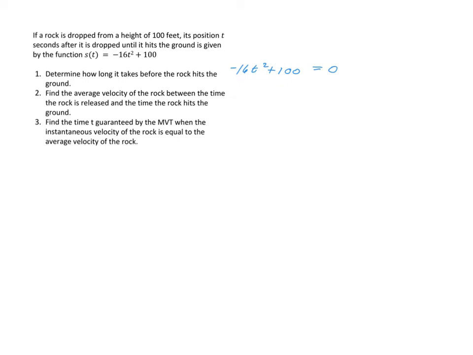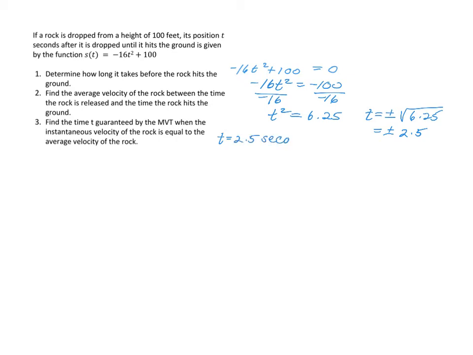So the first step is to subtract 100 from both sides, and I get negative 16 t squared equals negative 100. Divide both sides by negative 16, and that gives me t squared equals 6.25, and then t has to equal plus or minus the square root of 6.25, which is plus or minus 2.5. All right, and we can't have a negative time, so t equals 2.5 is when the rock hits the ground, after 2.5 seconds.